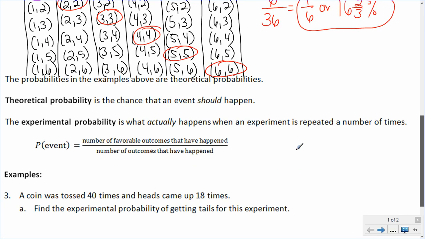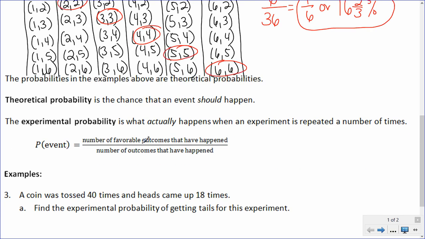The experimental probability is what actually happens when an experiment is repeated a number of times. So in this case, the probability of the event, the experimental probability, is the number of favorable outcomes that have happened over the number of outcomes that have happened. So in experimental probability, you're talking about something that has already happened.